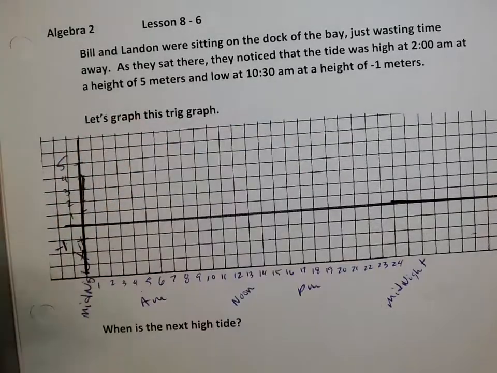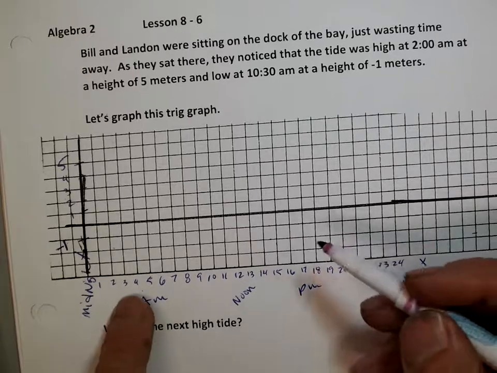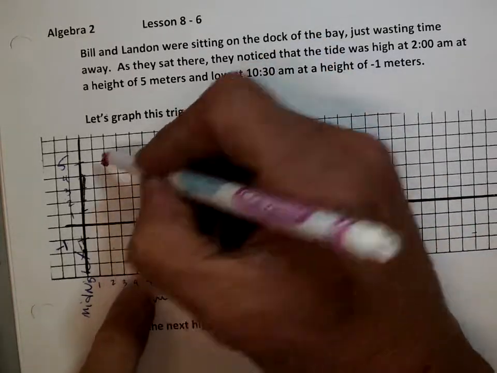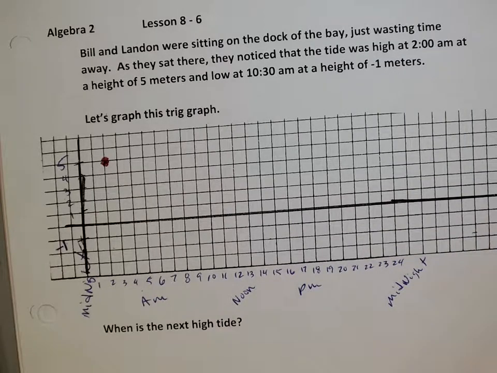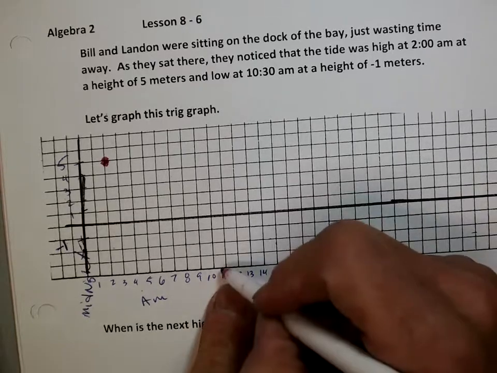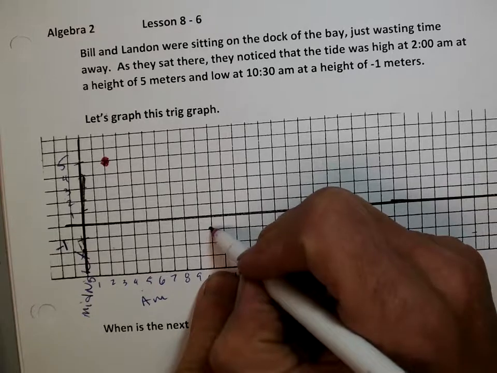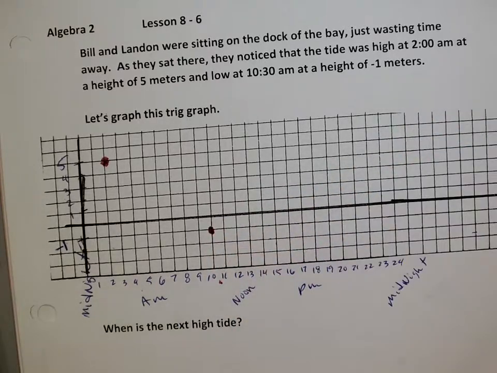Okay, so I'm going to do a dot to dot to start off with. 2 o'clock a.m. I'm going to put a dot at 1, 2, 3, 4, 5. So I've got a height of 5 meters at 2 o'clock. Now, I'm also going to put a dot at low tide. So 10:30, I'll put a dot at -1, which is about there. Okay. So what I want to do first, before I do anything, is find out when the next high tide is so that I can start to draw on my curve.